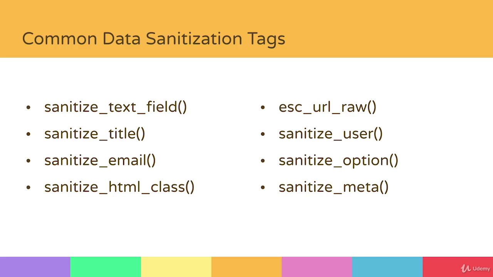Now, some of these deal with certain types of WordPress data like a title, some deal with generic types of information like an email or an HTML class. Some of them, like escape raw URL, are meant for something specifically like a URL, and then sanitize user or option or meta are very WordPress specific in what they're going to do. So let's just briefly look at a few of these, and then we'll close up by looking at the full list of them and where you could go for more information.